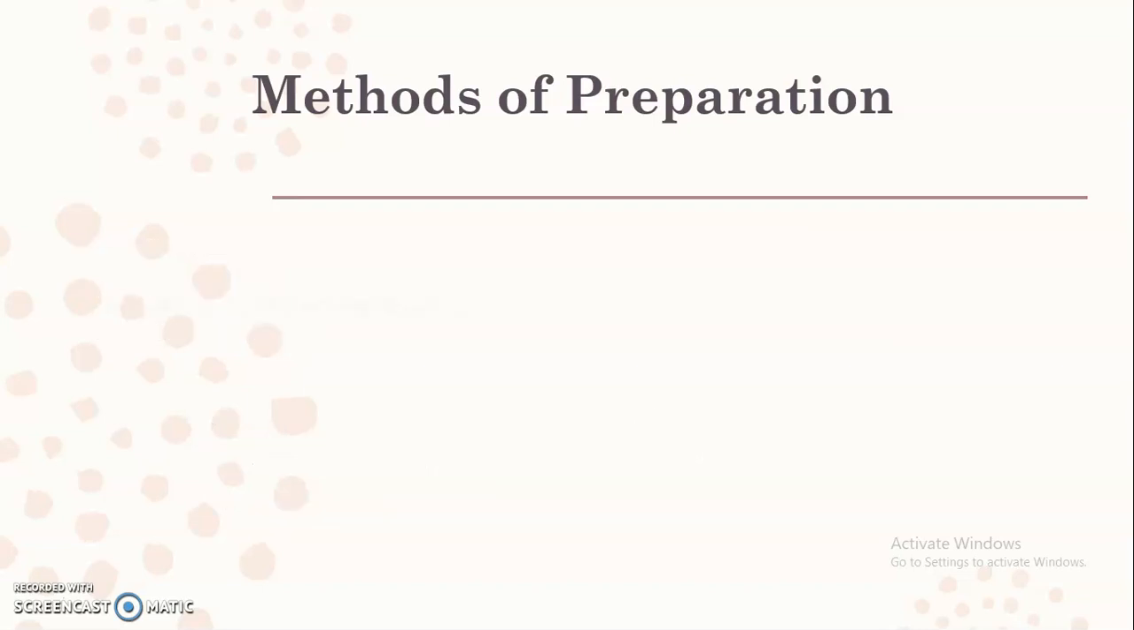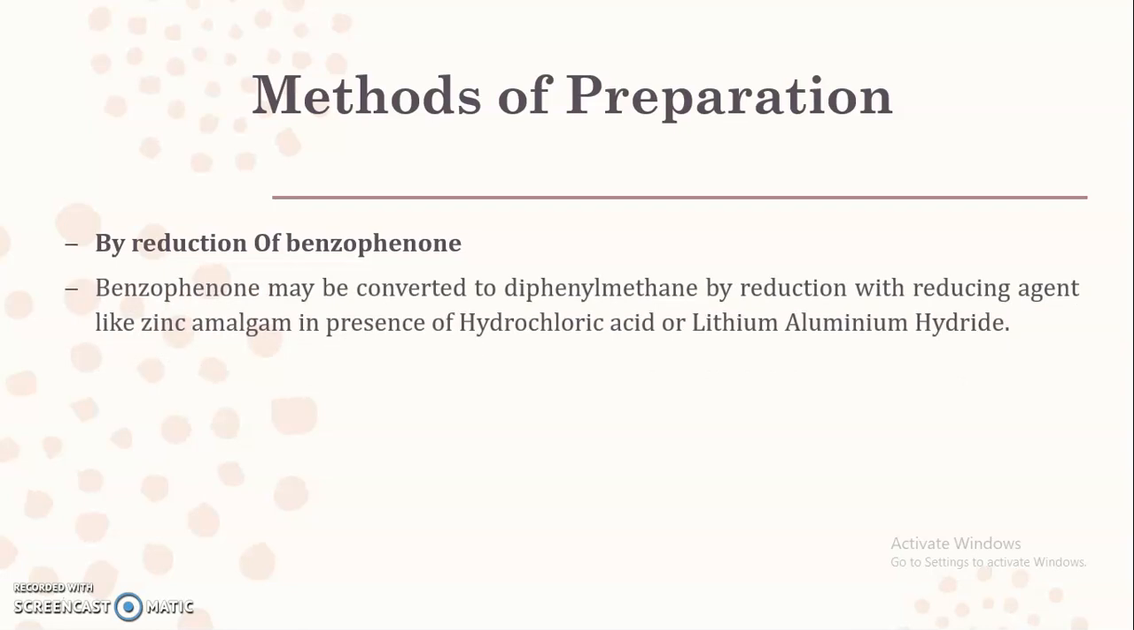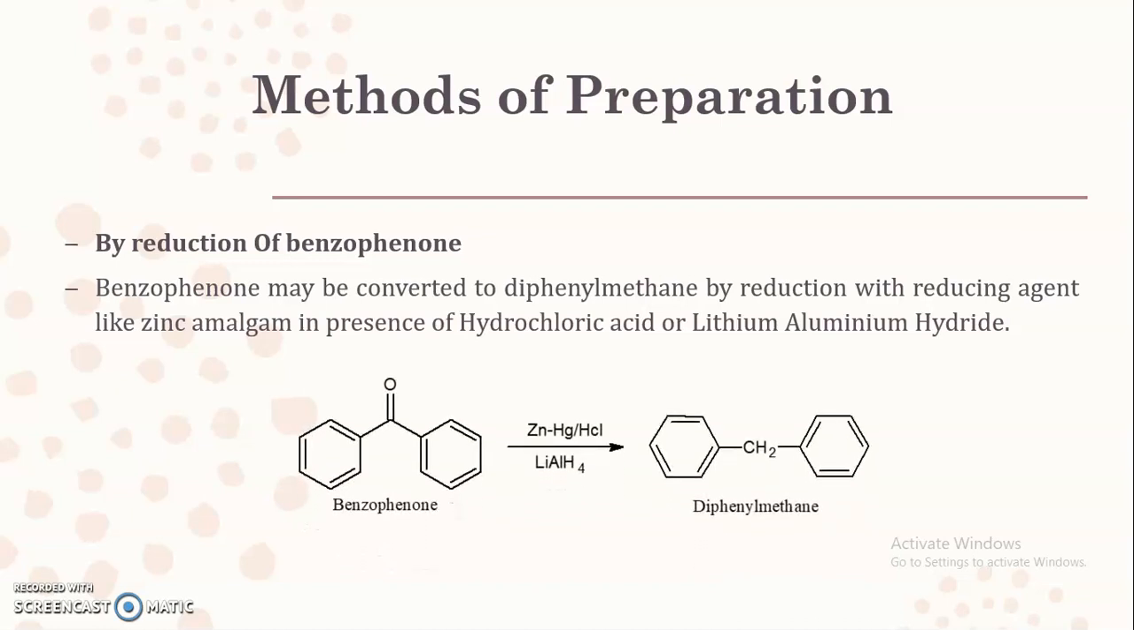Then the third method used for the preparation of diphenyl methane is by reduction of benzophenone. Here benzophenone may be converted into diphenyl methane by reduction with reducing agents like zinc amalgam in the presence of hydrochloric acid, or lithium aluminum hydride. Now we know the meaning of reduction, where we carry out the addition of hydrogen or removal of oxygen.